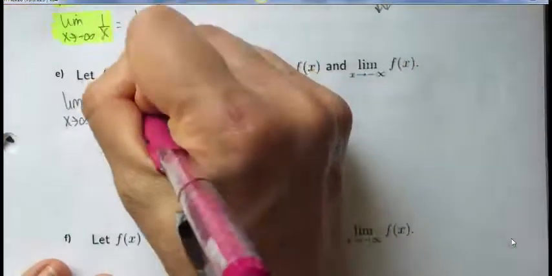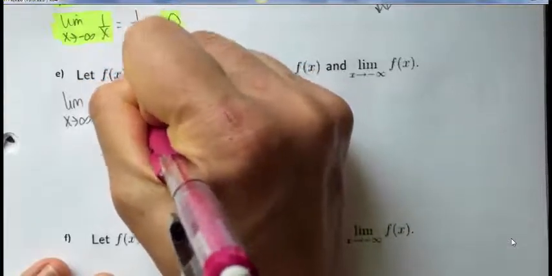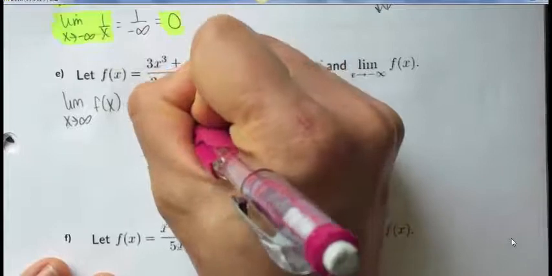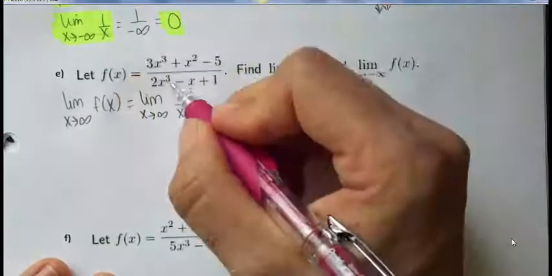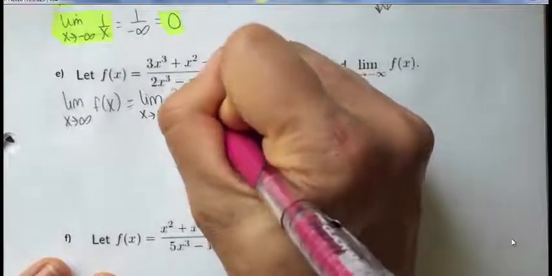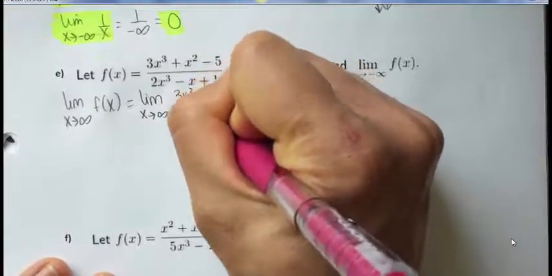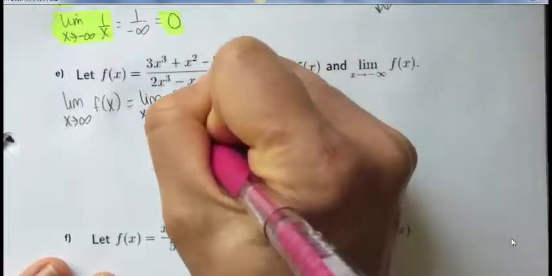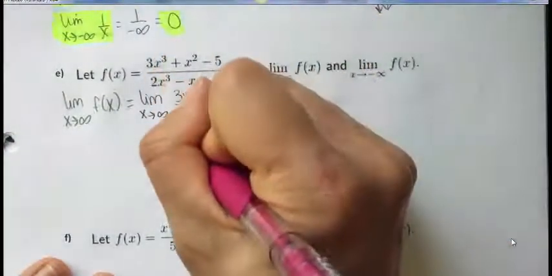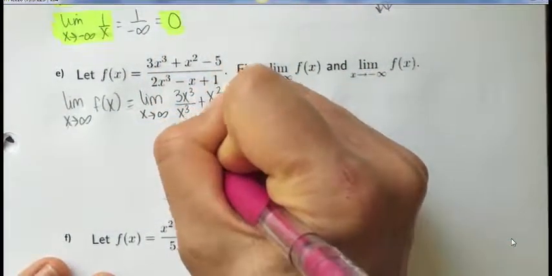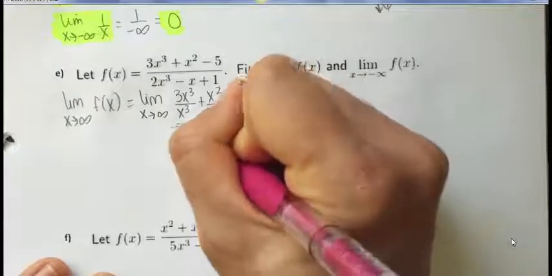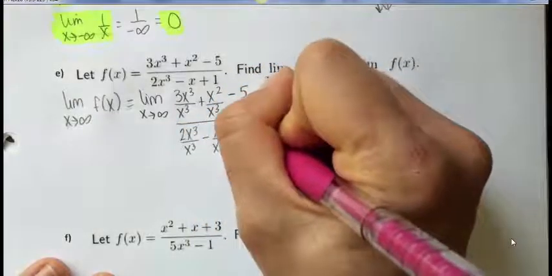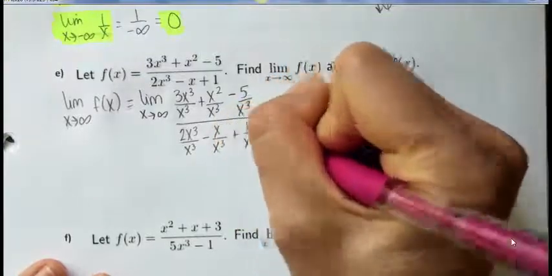It's going to equal the limit as x goes to infinity of 3x cubed divided by x cubed, because that's the highest power of x in the denominator, plus x squared divided by x cubed, minus 5 divided by x cubed. And then same thing in the denominator, 2x cubed divided by x cubed, minus x divided by x cubed, plus, and then 1 divided by x cubed.